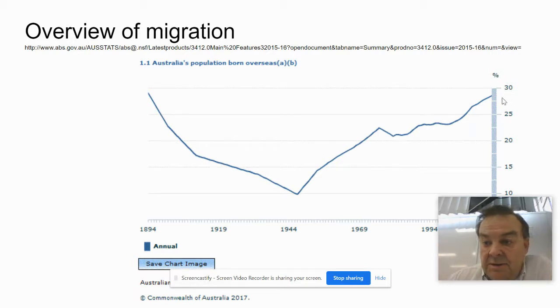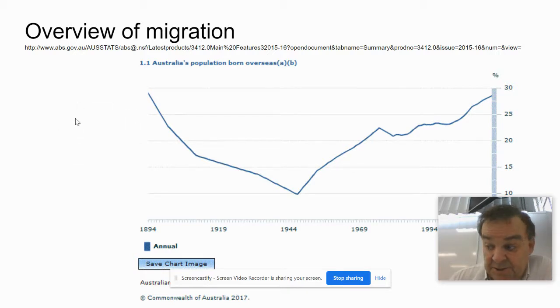And at 2016, 28% of Australia's population were born overseas. Now, whether you knew that or not, I'm not sure, but I'm interested to see whether you think that's a lot or not.